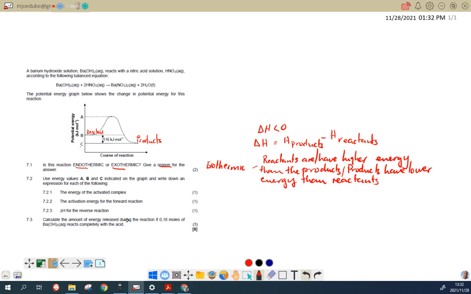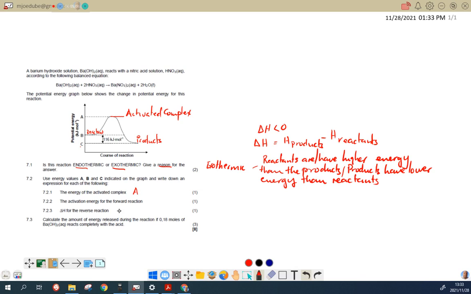The next part of the question, 7.2: use energy values A, B, and C indicated on the graph and write down an expression for each of the following. The energy of the activated complex. The energy of the activated complex is the maximum, the highest point that the profile reaches. So this here is our activated complex. You are supposed to tell us the energy value that this has. In this particular case, it's going to be equal to A.